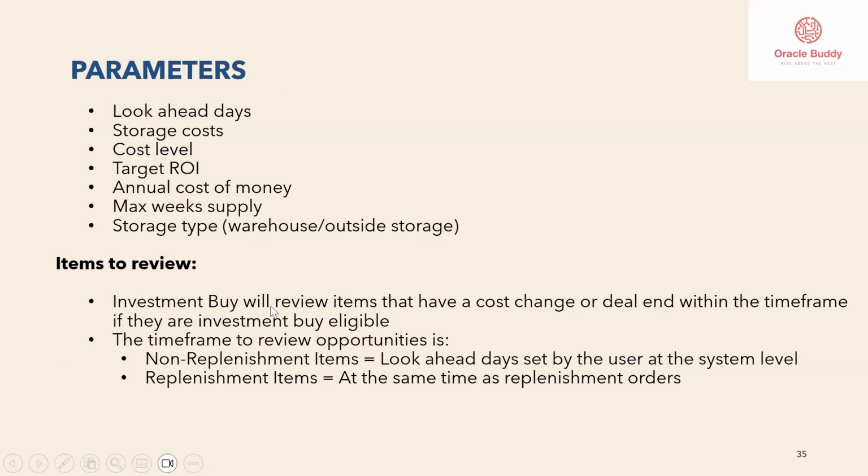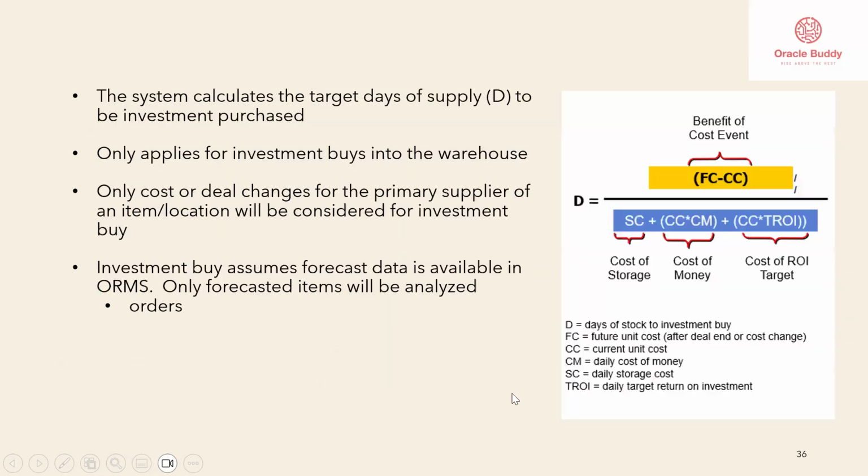Items to review: investment buy will review items that have a cost change or deal within the time frame, if they are investment buy eligible. The time frame to review opportunities is, for non-replenishment items, the look ahead days set by the user at the system level, and for replenishment items, the same time as the replenishment orders. The system calculates the target days of supply to be investment purchased, which only applies to investment buys into the warehouse. Only cost or deal changes for the primary supplier of an item location will be considered for investment buy. Investment buy assumes forecast data is available in ORMS. Only forecasted items will be analyzed.